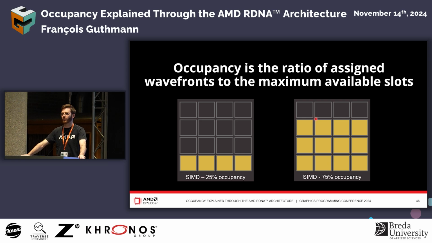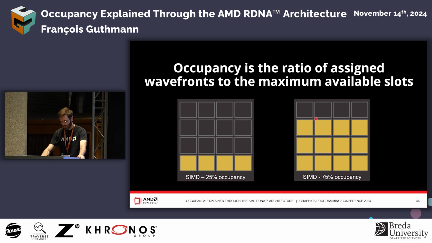A different way to think of this is if you have a single wavefront assigned to a SIMD, it doesn't give the GPU any chance to hide the latency, because if it's stalled waiting for data to come back from memory, then there's nothing else to switch to. On the other side of the spectrum, if you have 16 wavefronts assigned, then you have all the chances in the world to hide the latency through that mechanism.